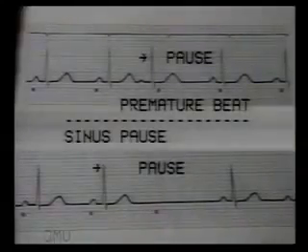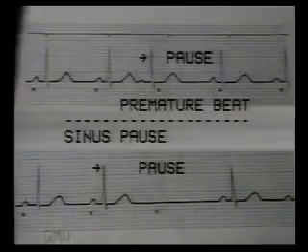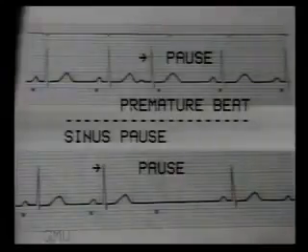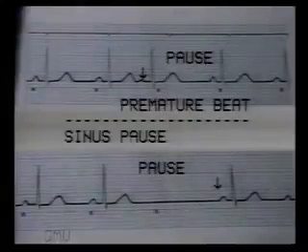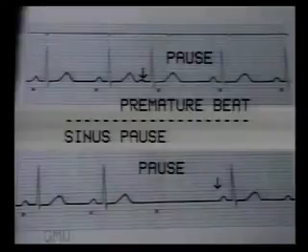So to revise, whenever you see a pause, first study the preceding beat. If it has occurred early, as in the upper strip, it is a premature beat with compensatory pause. And if the RR interval is normal, as in the lower strip, then it is a sinus pause with an escape beat. Now, if it is a premature beat, study the QRS complex, compensatory pause and P wave to decide the origin of the premature beat. And if it is a sinus pause, study the succeeding beat to know the type of escape beat.